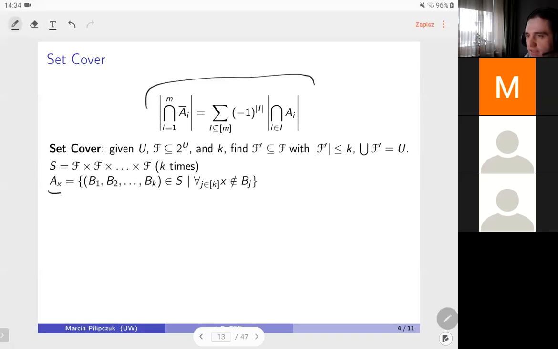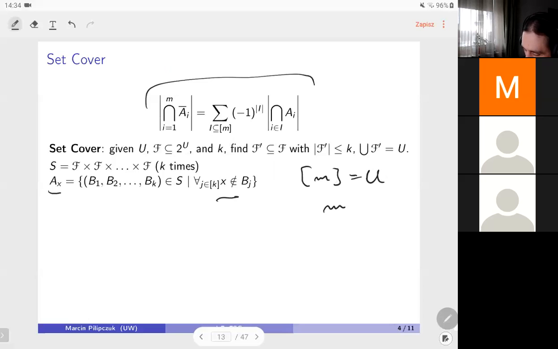And A_X are these potential solutions that make a mistake on element X. So these are the guys that miss covering X. These are the guys that miss X and don't cover X. So our list of indices, this is really the universe.